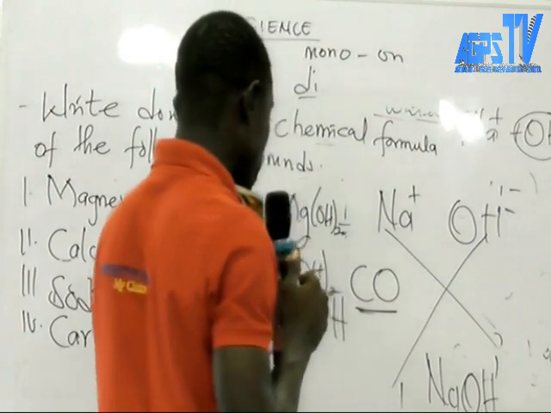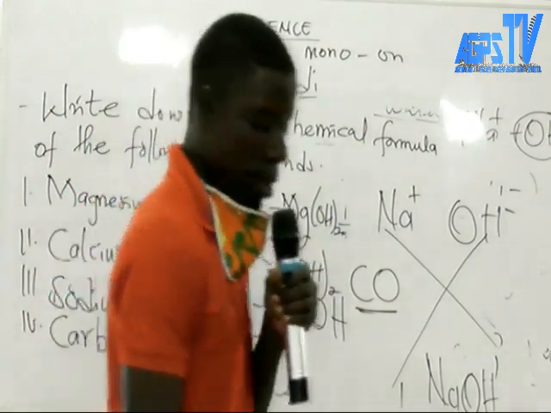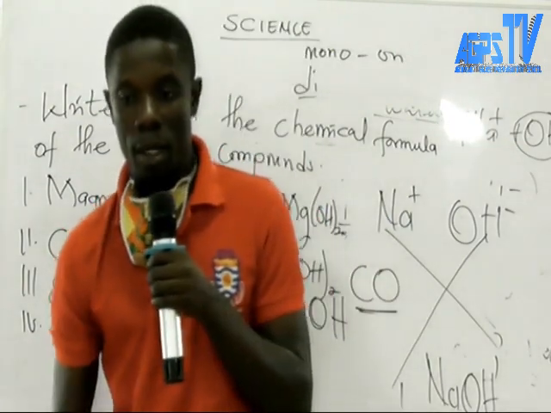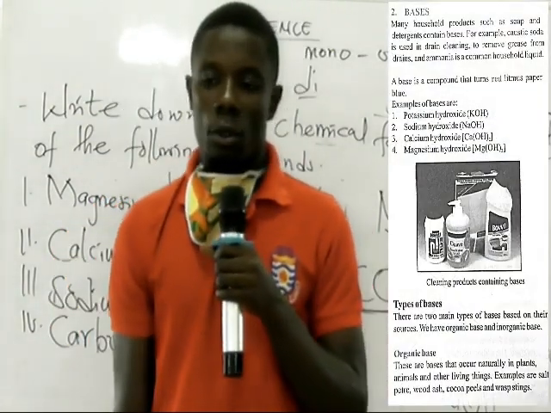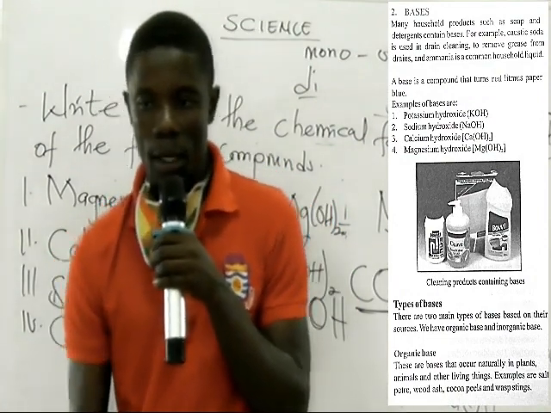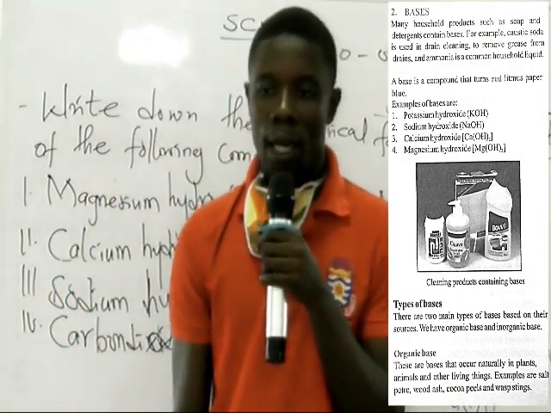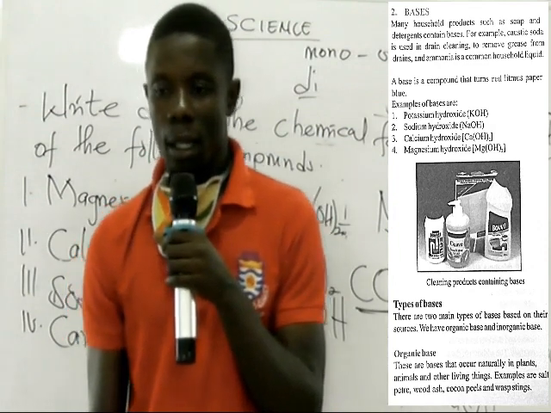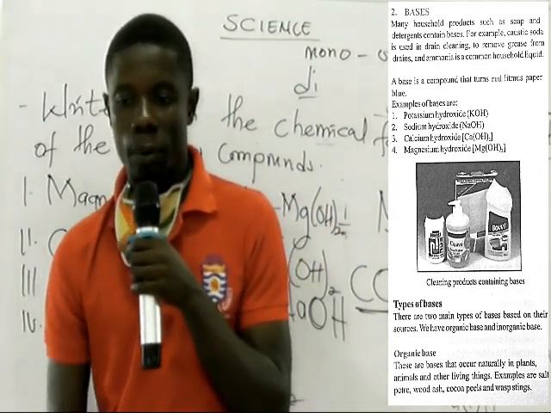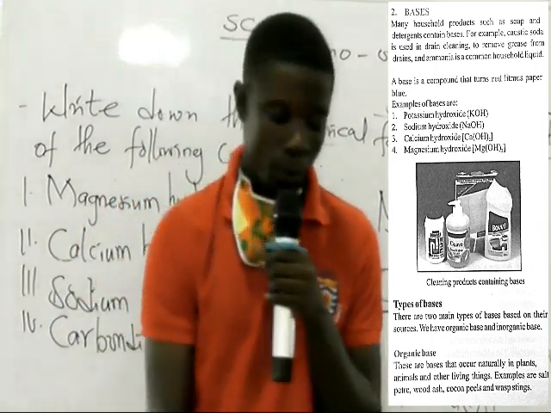Let's go to types of base. We are done with some examples of bases. The first ones are potassium hydroxide, sodium hydroxide, calcium hydroxide, and magnesium hydroxide. It is on your screen, you can see it. Now, let's go to types of base.